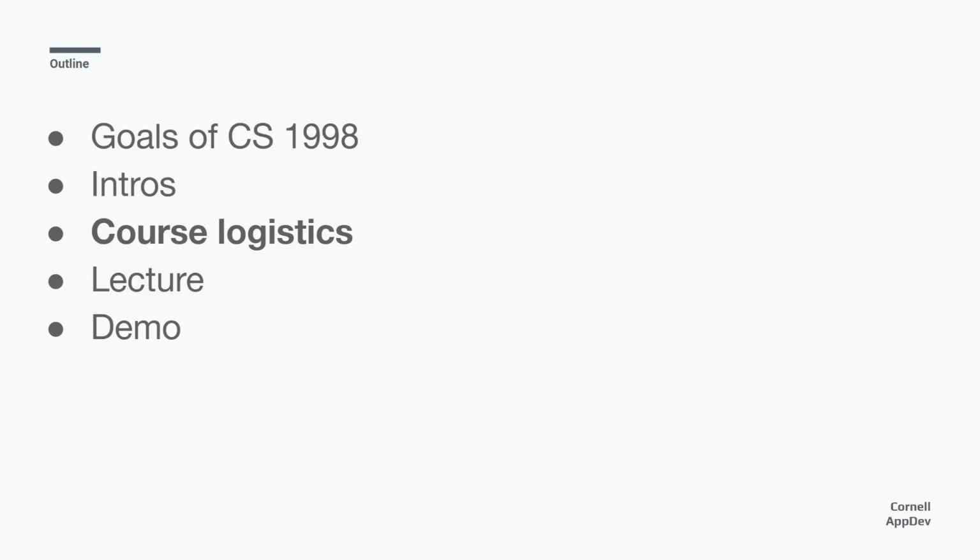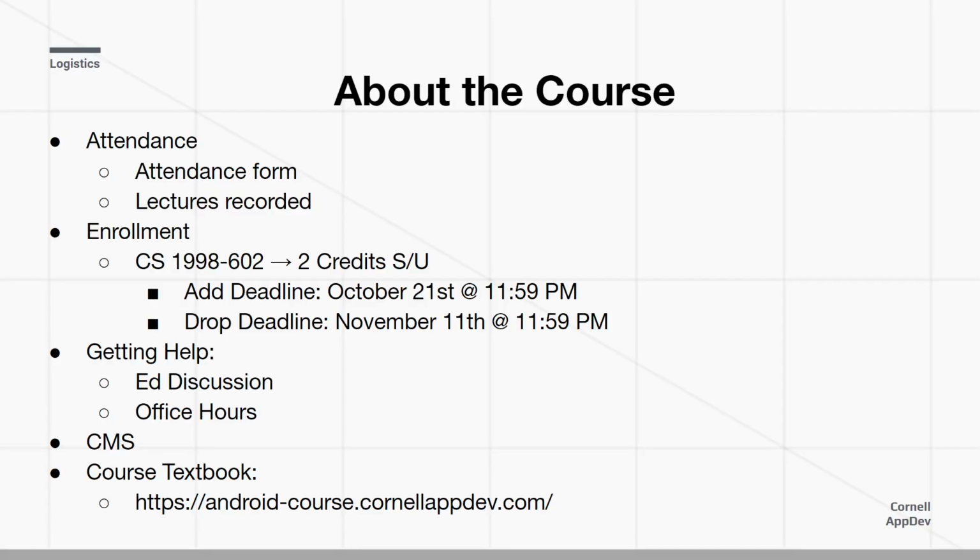Moving on to some more course logistics. Make sure you attend lecture, because our attendance form will record attendance and give you participation credit. Lectures are recorded and posted to YouTube afterwards, which is what I am doing right now. Class enrollment is done on Student Center, like always, and you can enroll in CS 1998-602 for 2 credits pass fail.